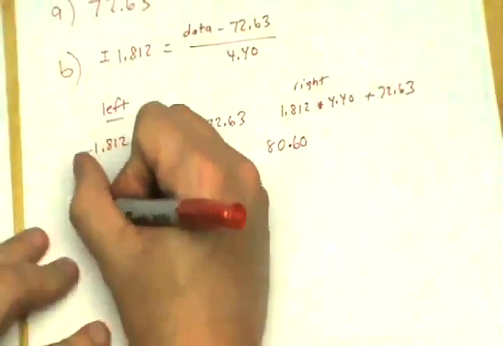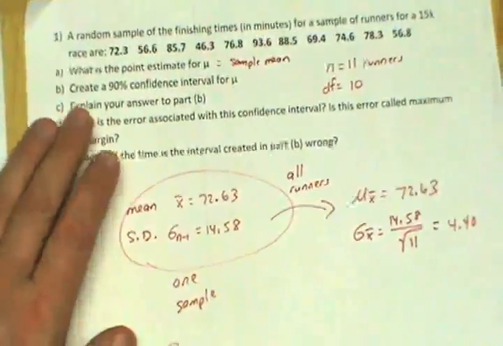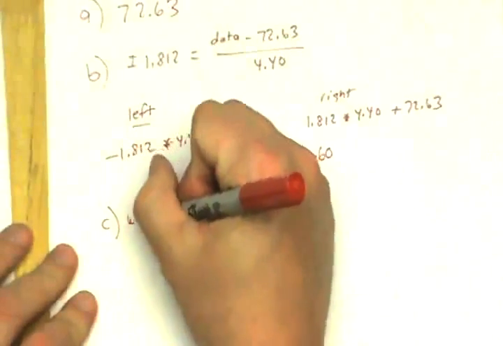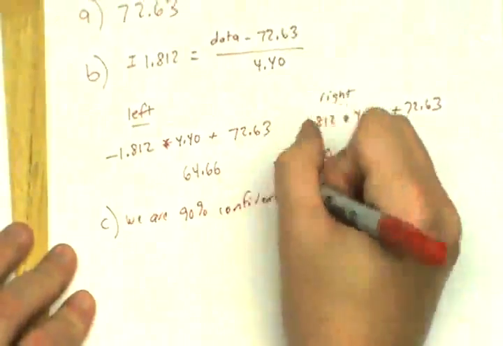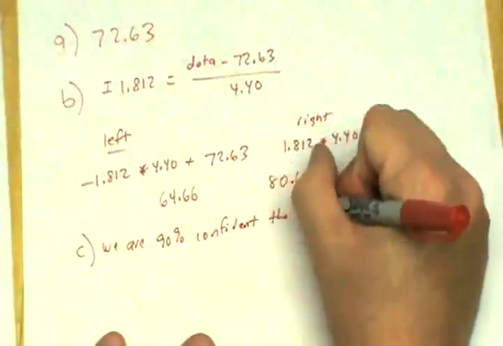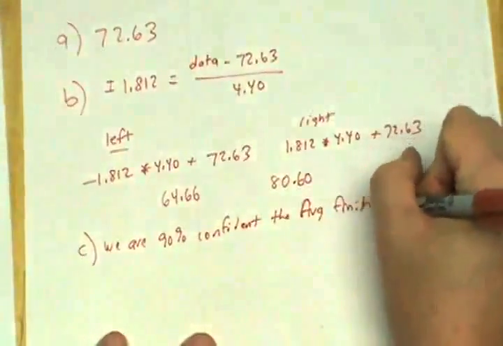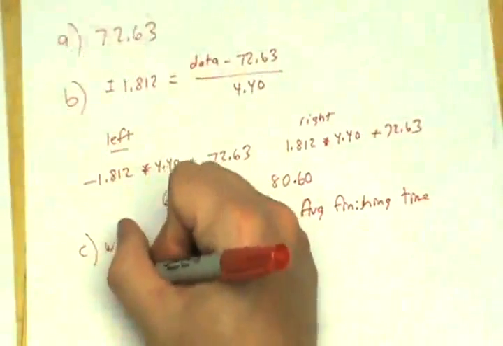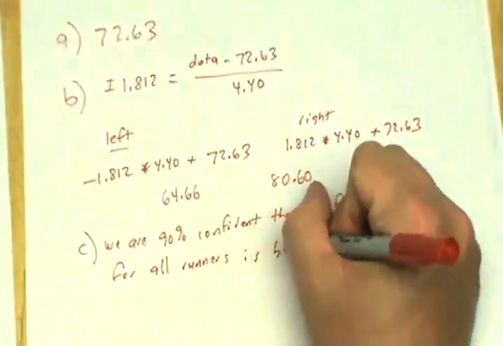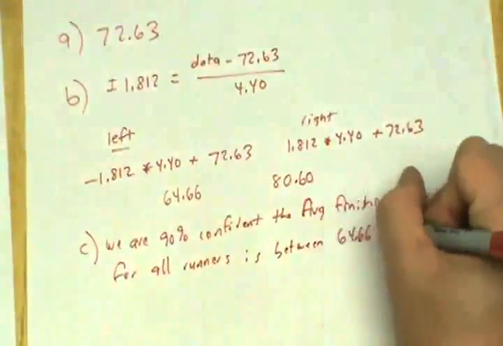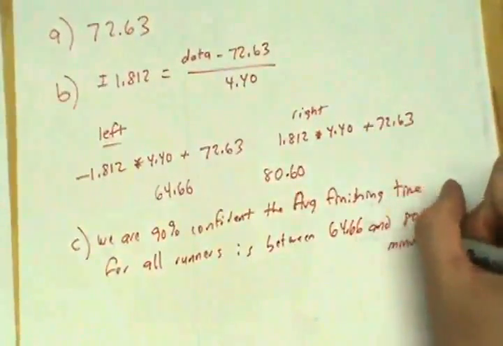Okay. Question C asks us to explain our answer to part B. So we're going to say we are 90% confident the average finishing time for all runners is between 64.66 and 80.60 minutes.